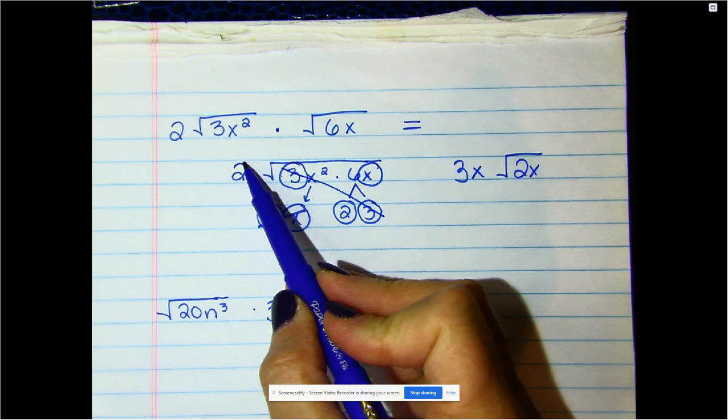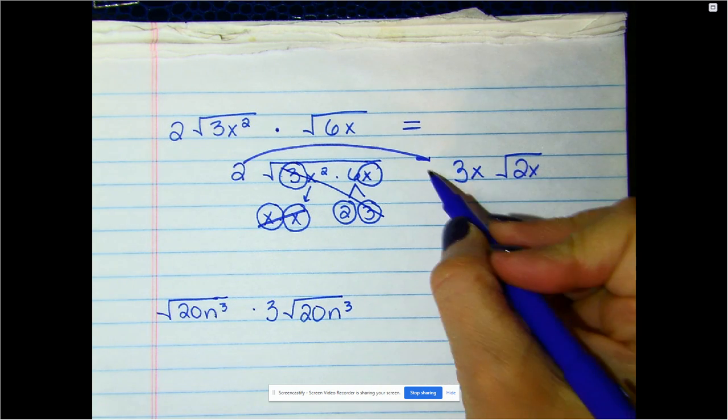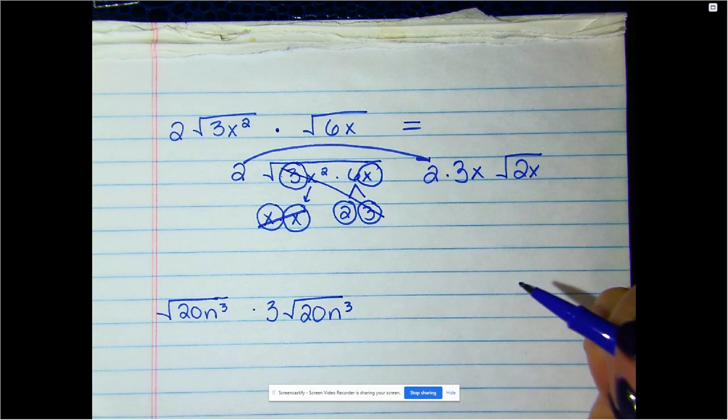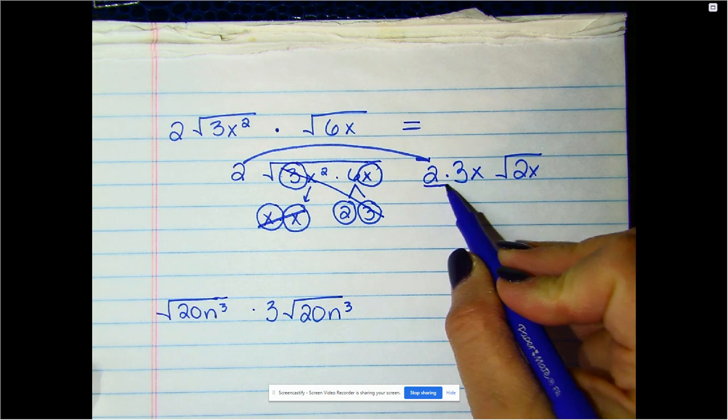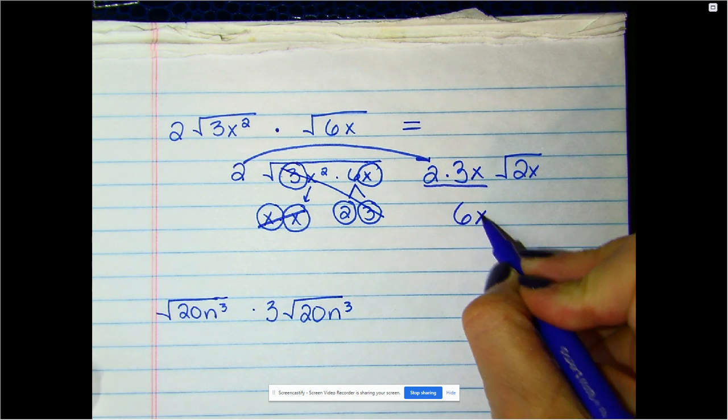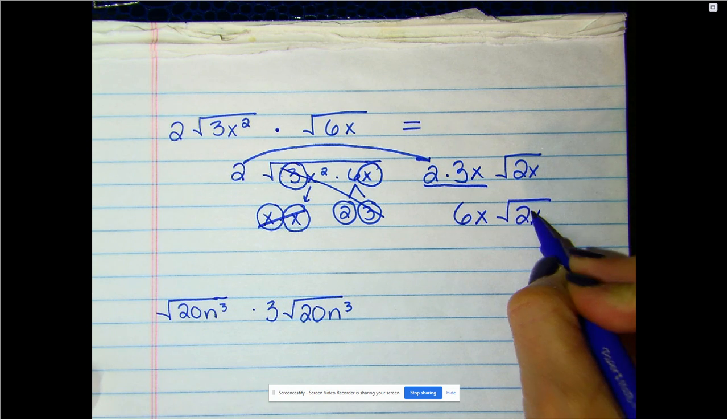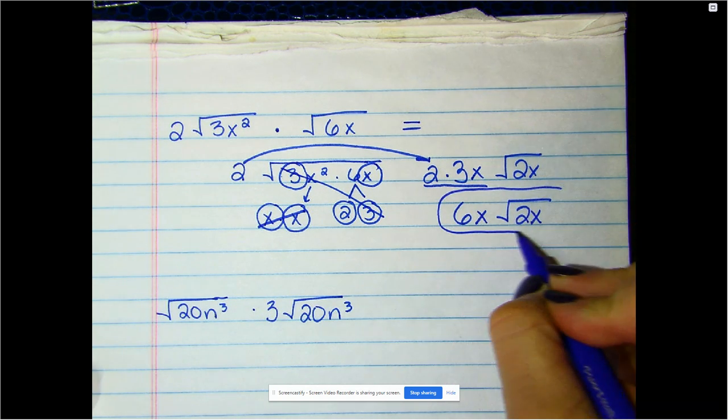One thing you can't forget about is if there's a number on the outside, you've got to make sure to include it. So now on the outside, you've got 2 times 3, which is 6x, square root of 2x. That's your final answer.